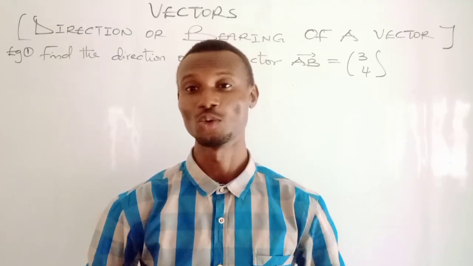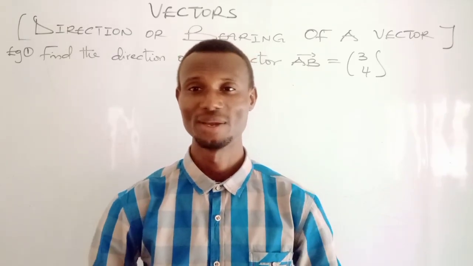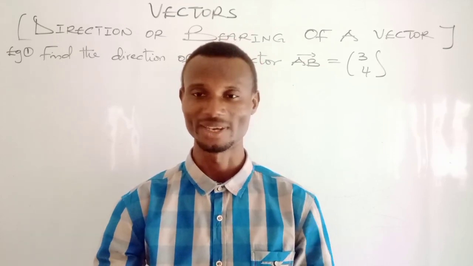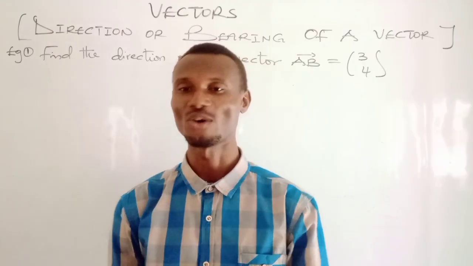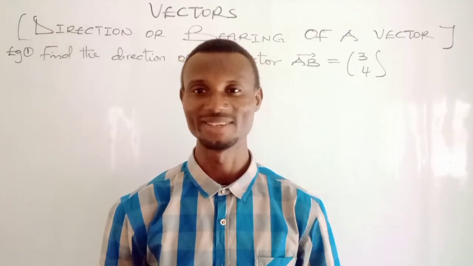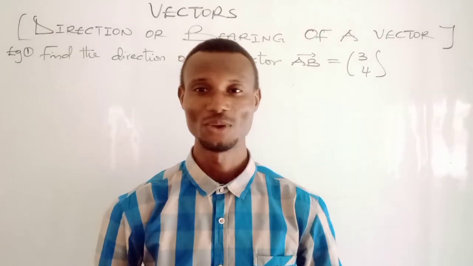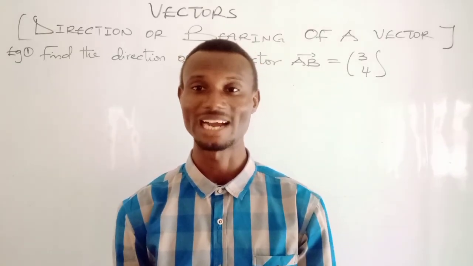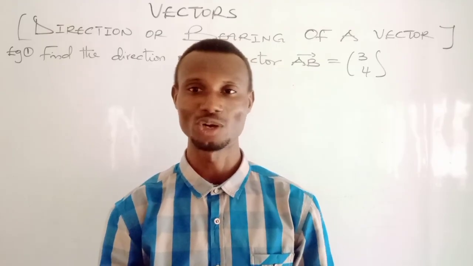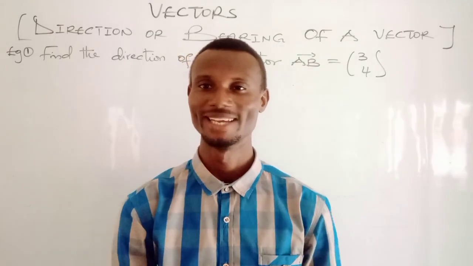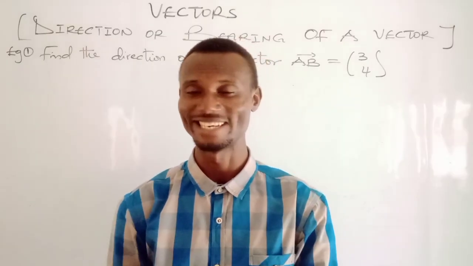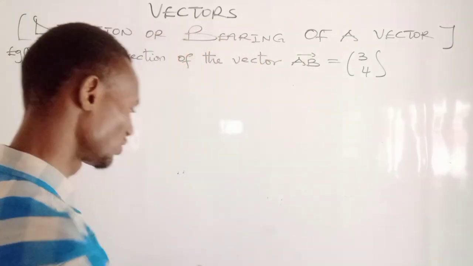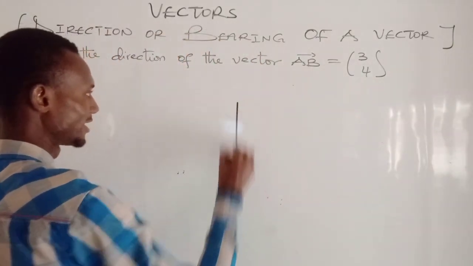Bearing just gives direction in terms of an angle. And you know that we cannot speak of bearing without talking about the cardinal point. Anytime we talk about bearing, the cardinal point also comes into play. So I'm going to draw the cardinal point on the board, and I'm going to use it to do a further explanation on the bearing.